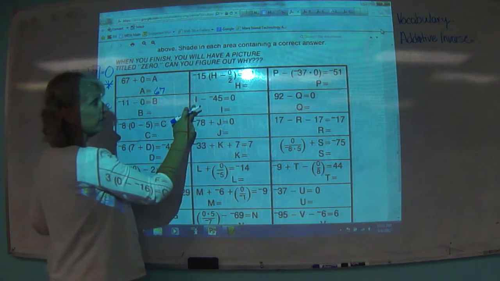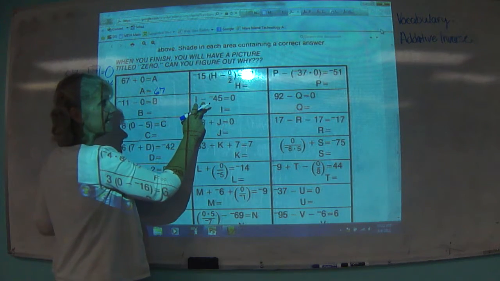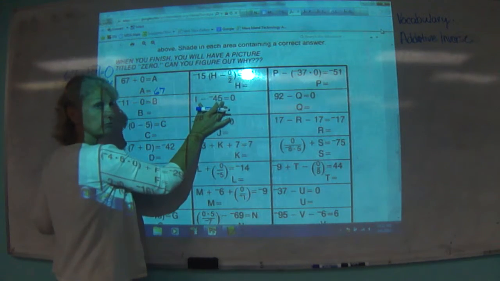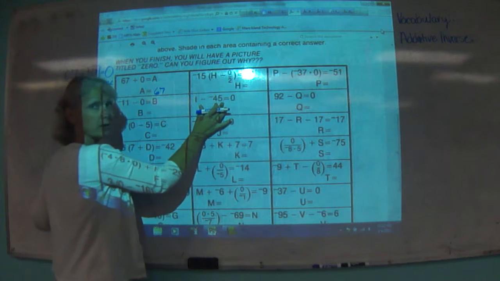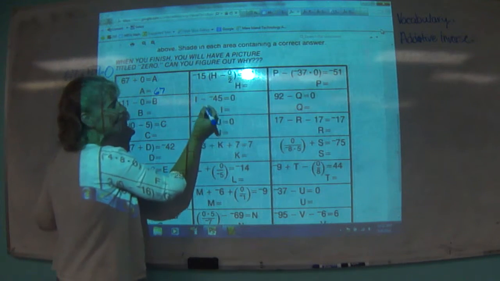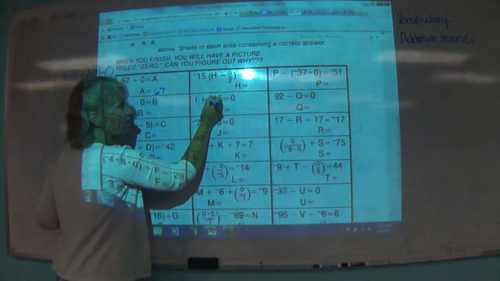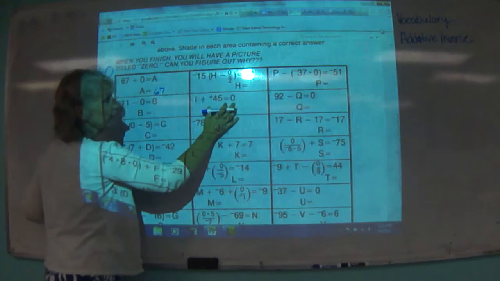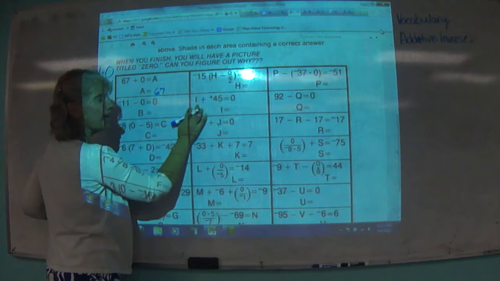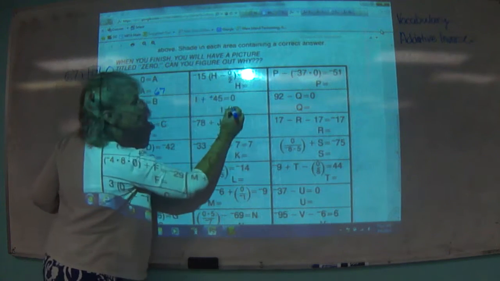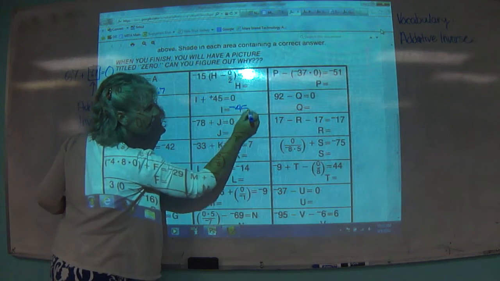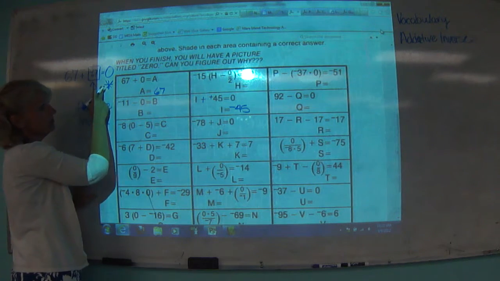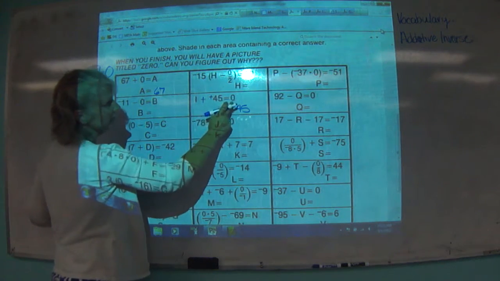Okay? So like this one, I minus negative 45. What are we going to do when we have subtraction? Remember, we got rid of subtraction by adding the opposite. So now we're in this situation. What are we going to do to land at 0? I is going to have to be negative 45. Positive 45's additive inverse is negative 45 to land us at 0.